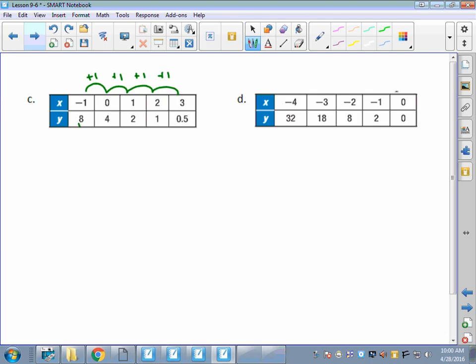First differences, to get from 8 to 4, what do? That's going down 4, right? To get from 4 to 2, that's going down 2. To get from 2 to 1, that's subtracting 1. And to get from 1 to 0.5, that's subtracting 1/2 or 0.5. So my first differences, these numbers that I wrote in green, are not the same. So I know that this is not linear.